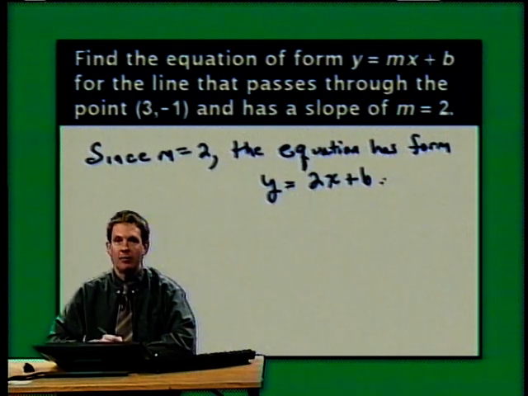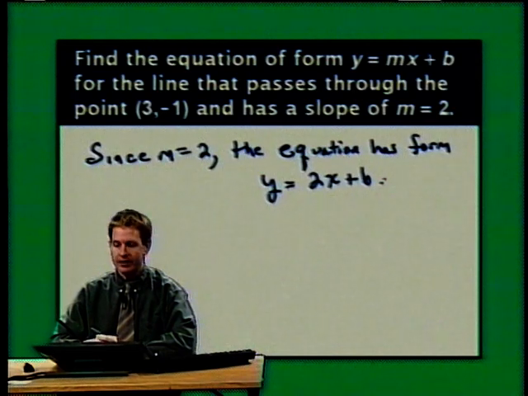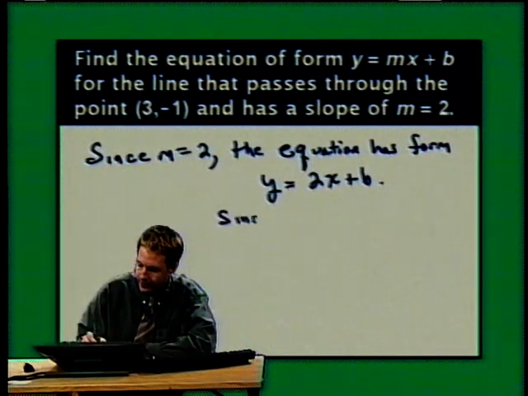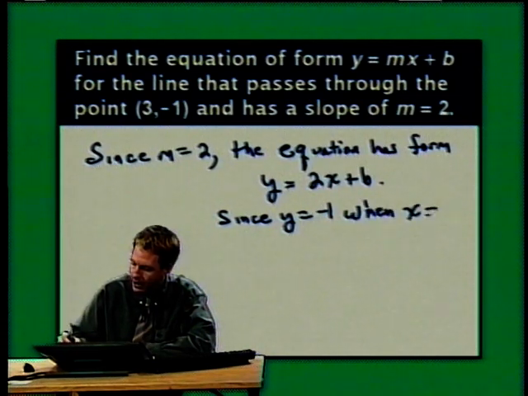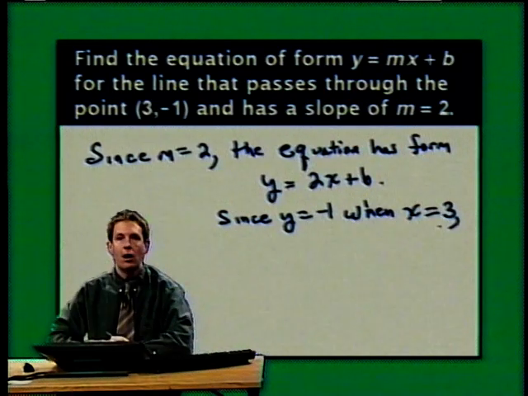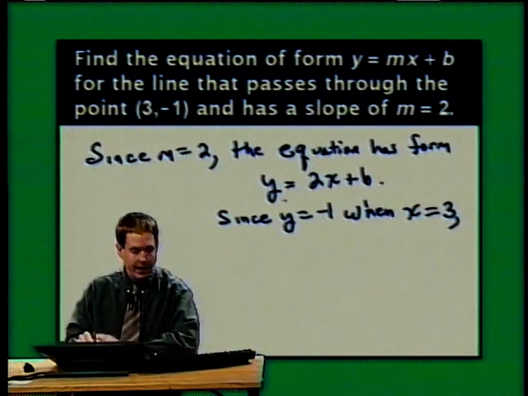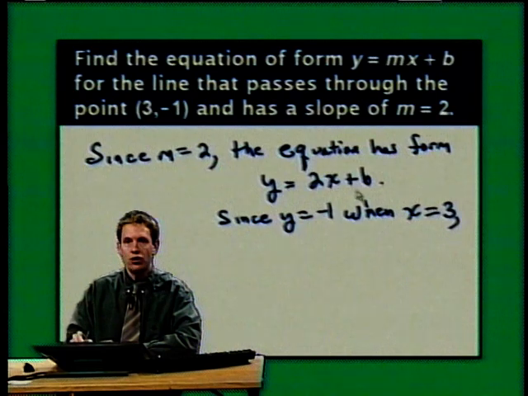I see that the point (3, -1) is on the line. That means whatever equation I come up with, (3, -1) better satisfy that equation. So since y equals -1 when x equals 3, I'm going to take my y equals 2x plus b equation, replace x with 3, y with -1, and see what b is.